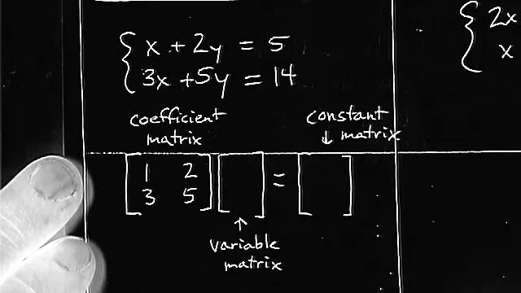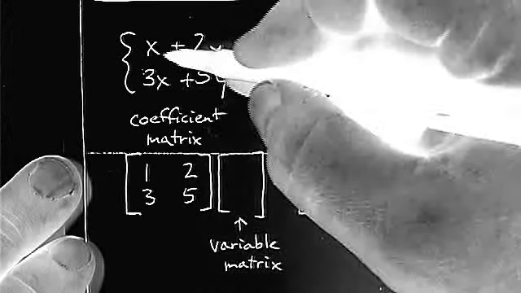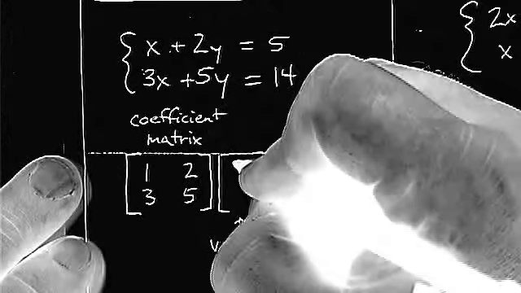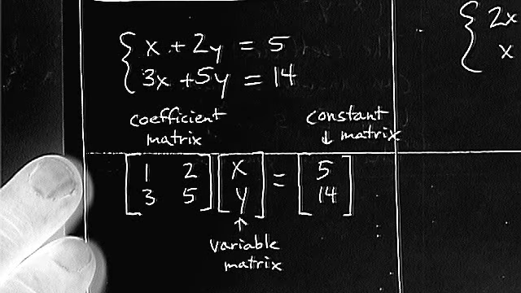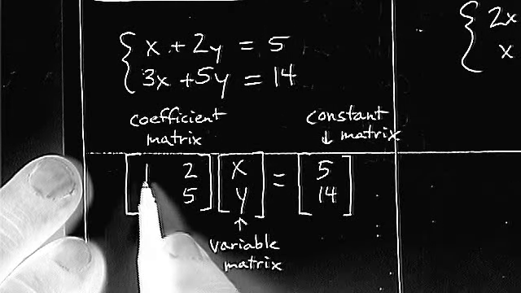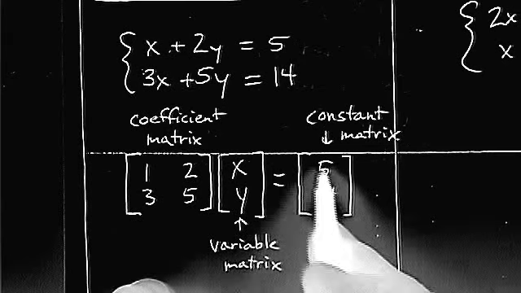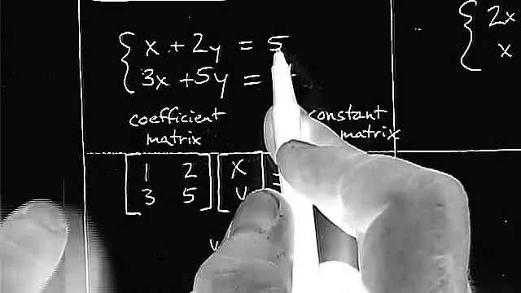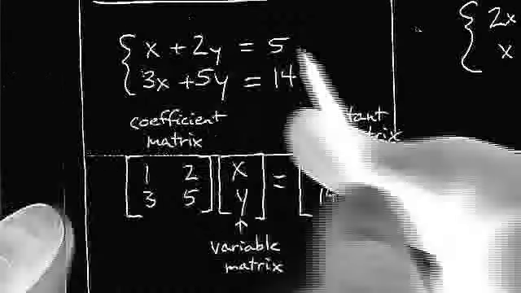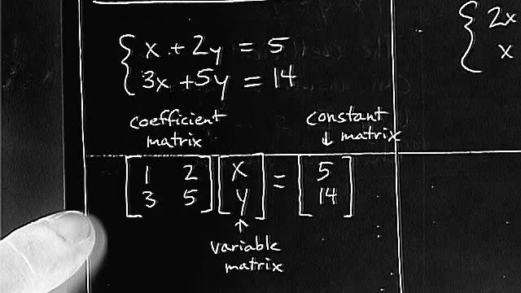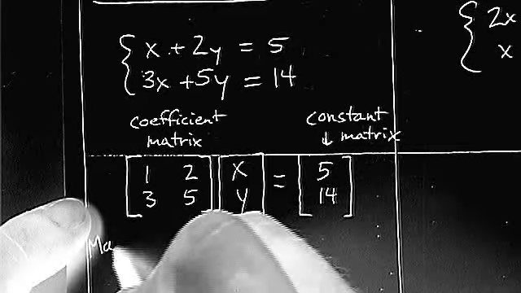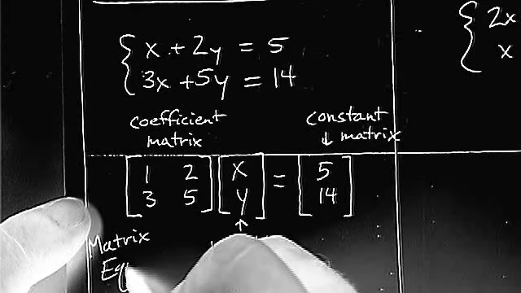You don't change anything about it, you just pick them off the way you see them. The variables are x and y, and the constants are 5 and 14. Now, this will make sense to you because if you take this row times this column, that would be 1x plus 2y equals 5. Well, that's what that says right there. 1x plus 2y equals 5. So your coefficient matrix times your variable matrix equals your constant matrix. That is called a matrix equation.